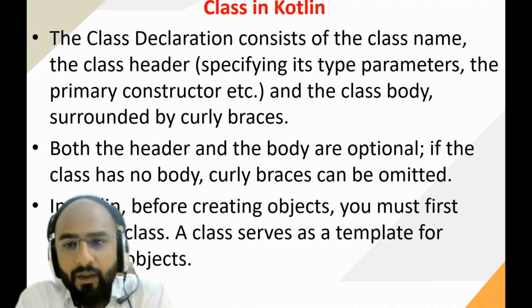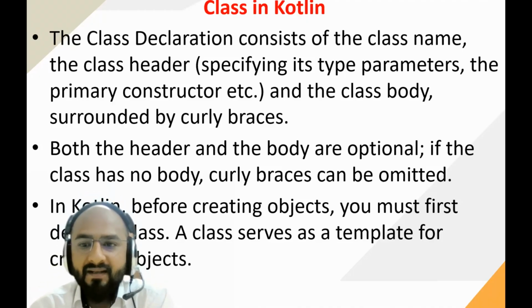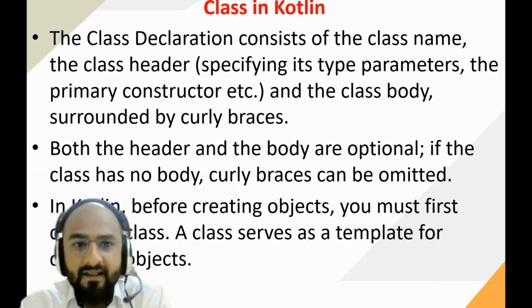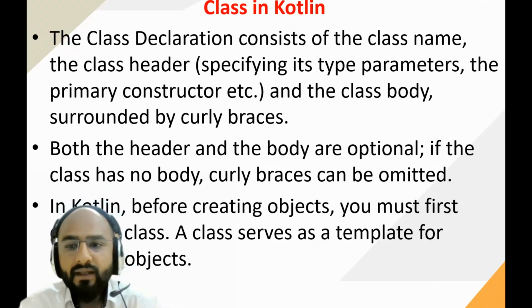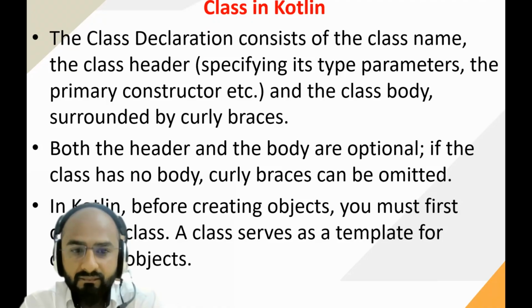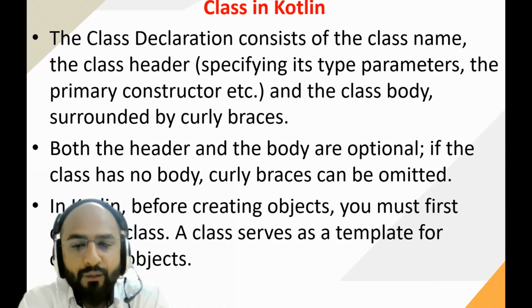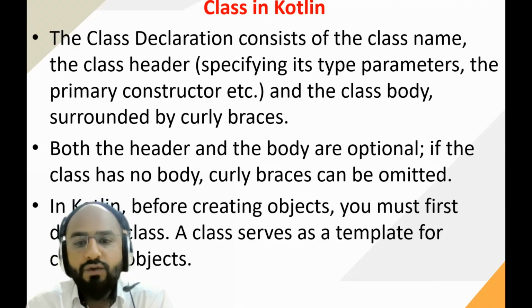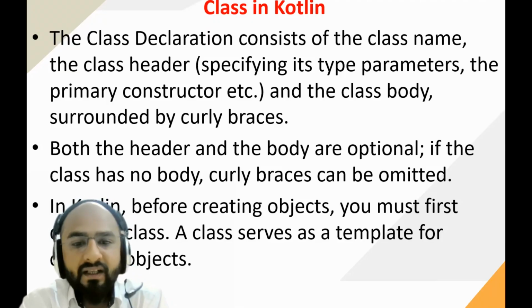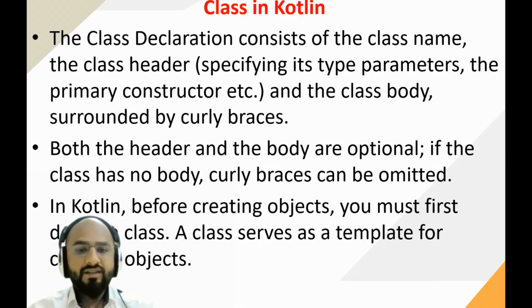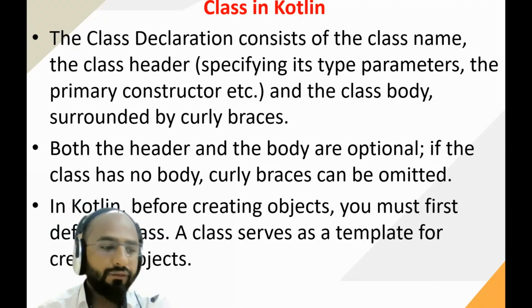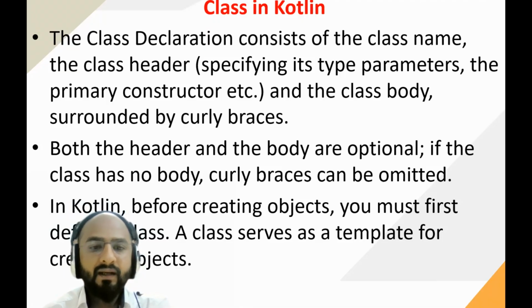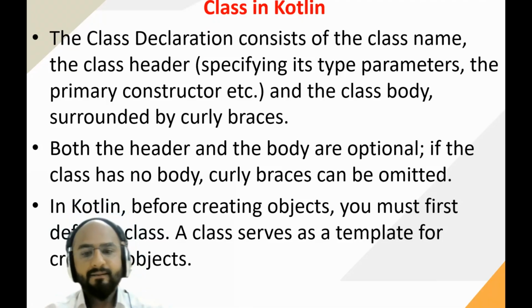Both the header and the body are optional. If the class has no body, curly braces can be omitted. So the class header and class body both are optional. If you do not provide a class body, it is okay. If you do not provide the body of the class using curly brackets, that can also be done. In Kotlin, before creating an object, you must first define a class. So if you want to create an object, first of all you need to define a class, and then you can create an object of that particular class.